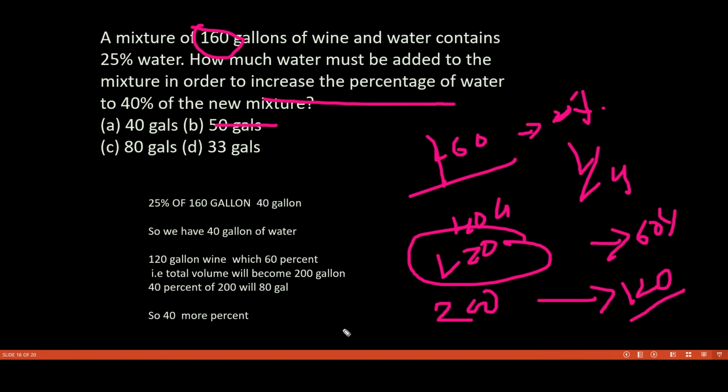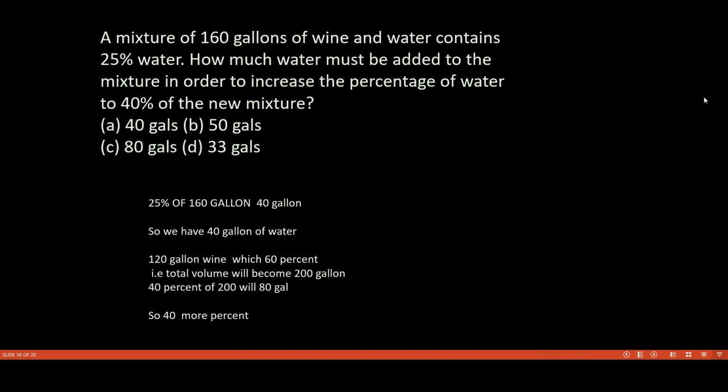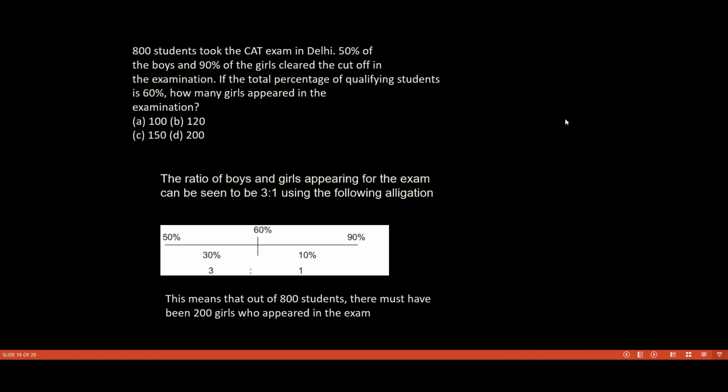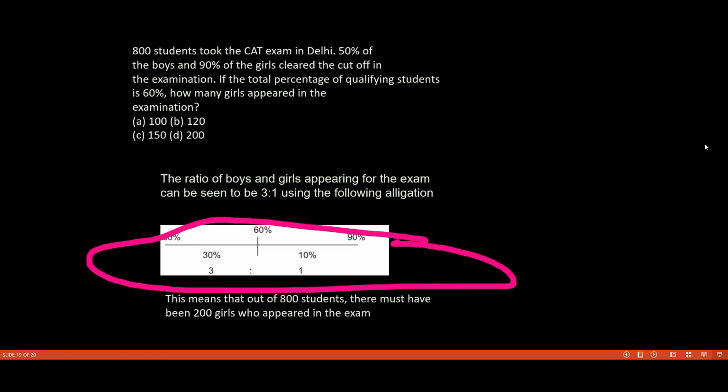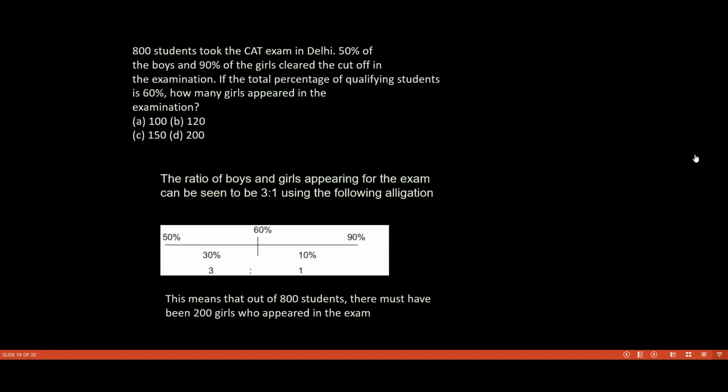60% of 200 is 120. So 40% is 80. So we need how much? 40 gallons of water we already have. We need 40 more gallons of water. So this is how we can answer this type of question. We have done some examples of mixture and allocation. Let's see one more example so that we can become very skilled with this linear method.